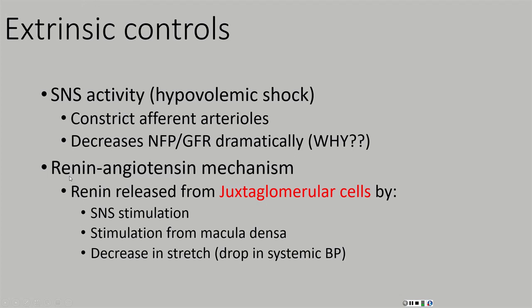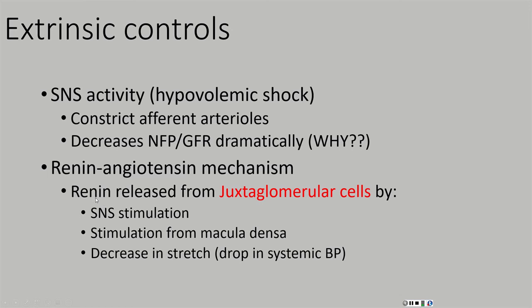Now the other extrinsic control is the renin-angiotensin mechanism. Think about this. We've already talked about it back in the cardiovascular system. We're going to build on it now. Take a moment, and if you could, find that drawing that we did back in cardiovascular. We're going to take that same exact drawing, but we're going to add a little bit of detail to it. Here's some things that we're going to add.